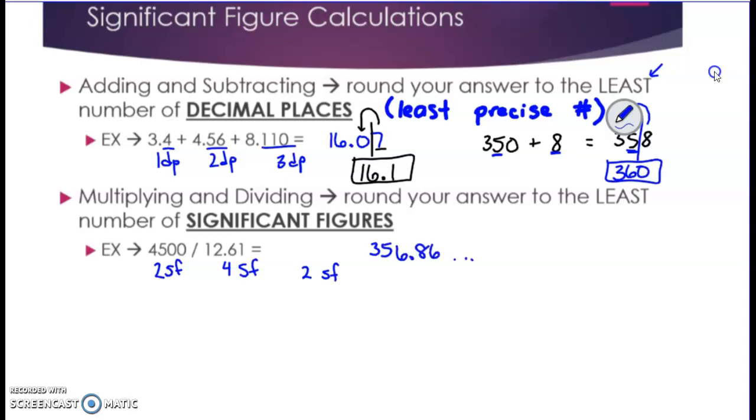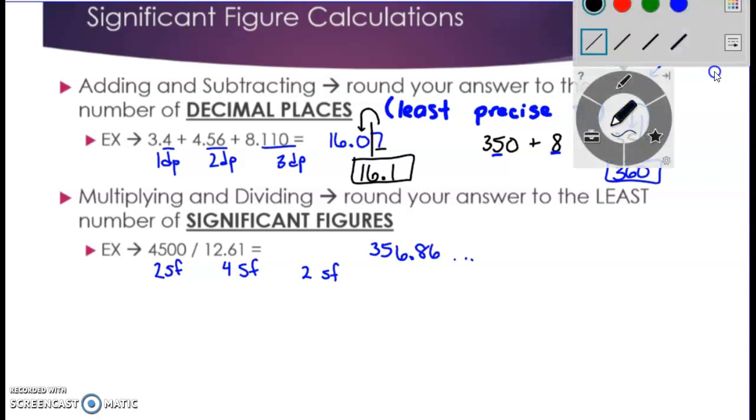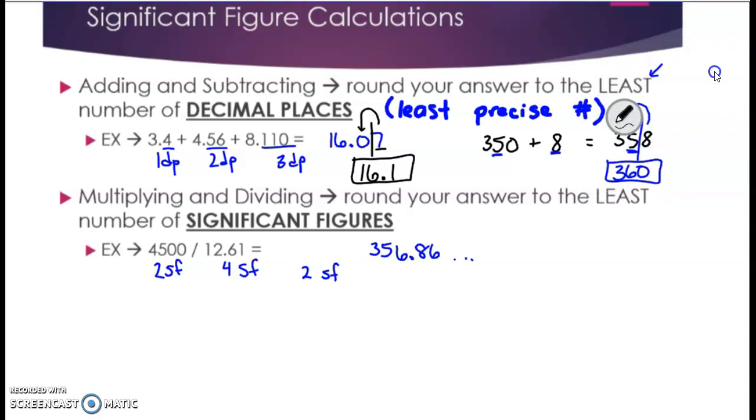356.86... I want 2 significant figures in my answer. So I'm going to count over 2. I'm going to focus on the 6. That 6 causes the 5 to go up, and I get 36. Well, that's ridiculous. I can't round 356 down to 36. So because I had to get rid of the 6 there, I replace it with a 0. So the correct answer to this one is also 360.